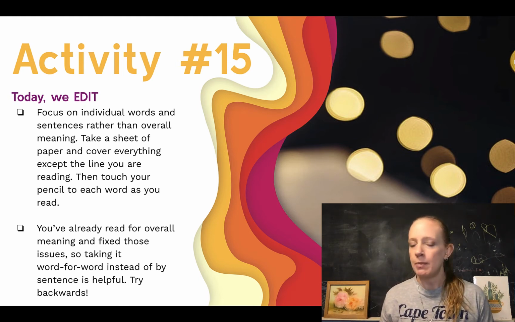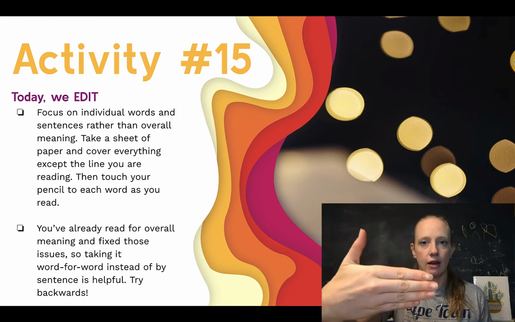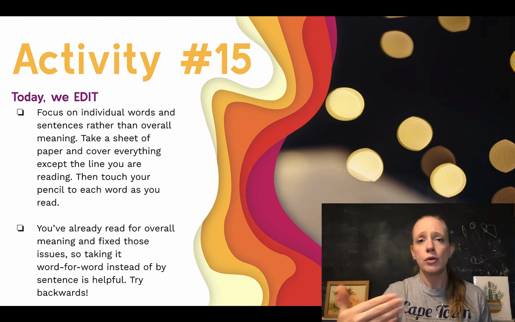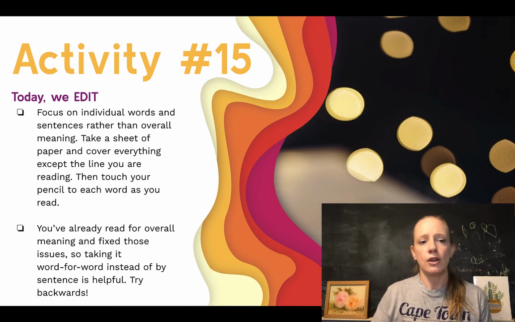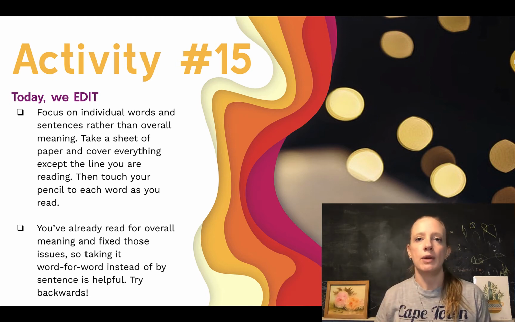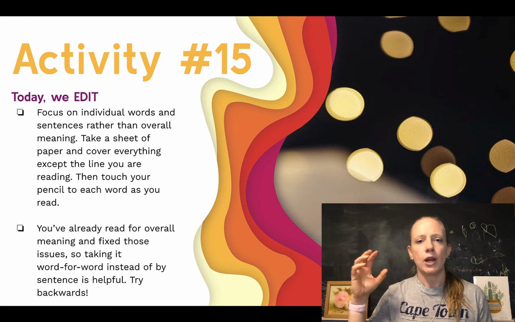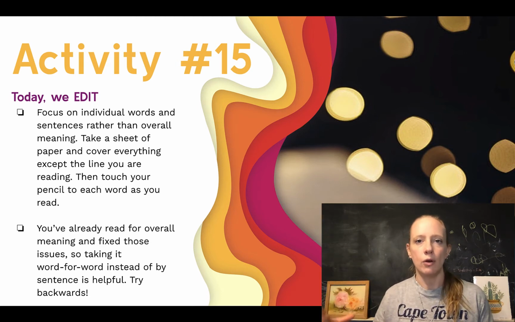You can take a sheet of paper up over your screen and uncover the lines line by line, or you can print it out and use a piece of paper and just do it the old-fashioned way. You can also, again, use a stylus or your finger or a pencil to touch each word as you read. That will force you to slow down and notice the mistakes. So again, you've looked for overall meaning, now you're looking word by word. You could also try reading it backwards. Sometimes starting with the last sentence and reading that and then working your way up helps your brain focus on just the words rather than the overall meaning.